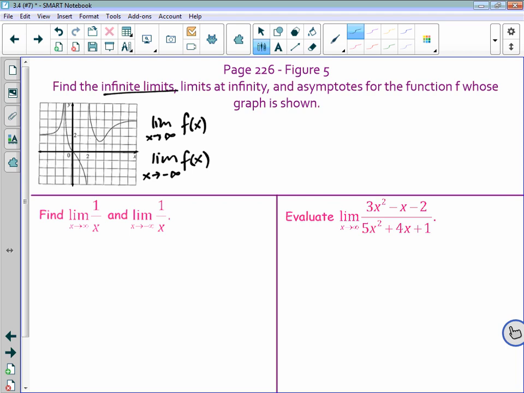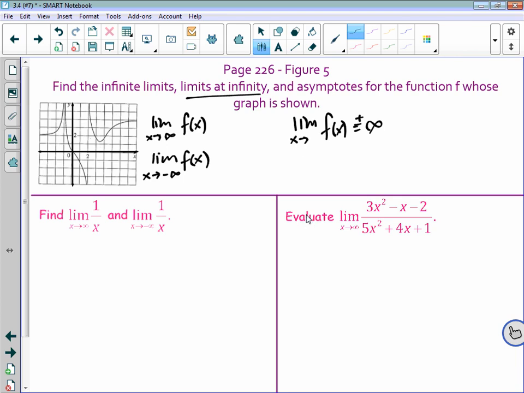Limits at infinity. Oh, sorry. That would be the limits at infinity. Infinite limits would be when the value is going up to infinity or down to negative infinity. So you have to identify where those spots are, okay? So you want to find the limit when the function is going to infinity or negative infinity. So find what x is approaching for those.